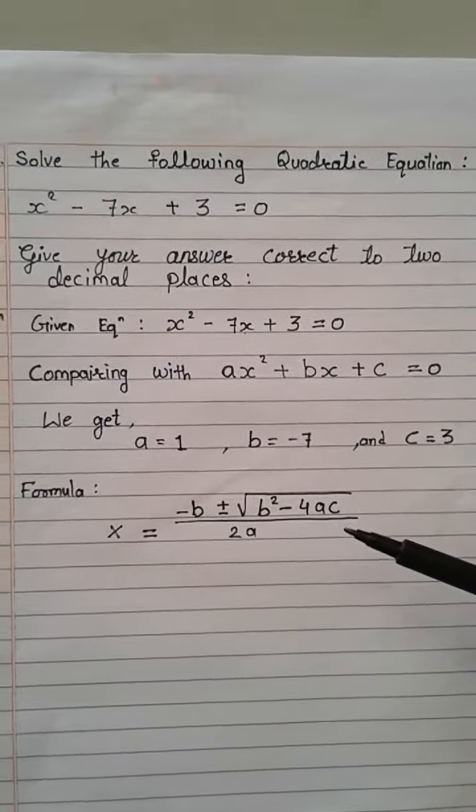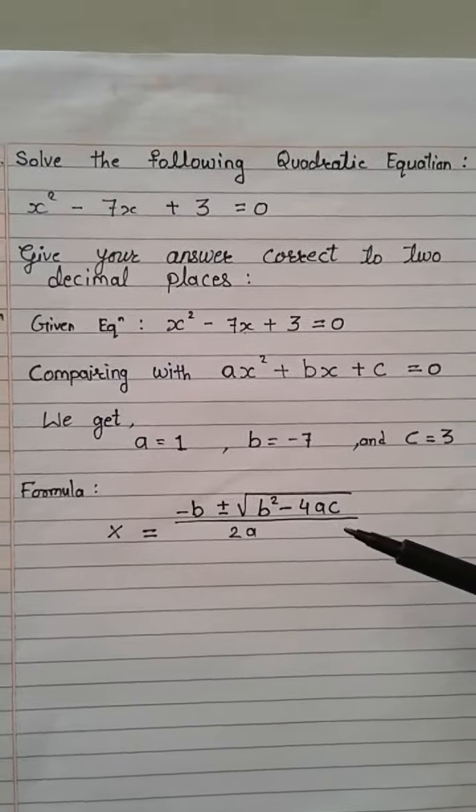As we know, the value of under root 37 correct to two decimal places is 6.08. So we write down this value here. In this step we have a positive or negative sign together, so this step we write down in two parts. In the first part we write the positive sign and in the second part we write the negative sign.